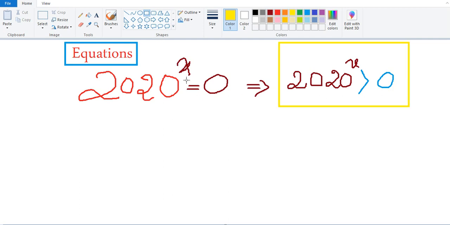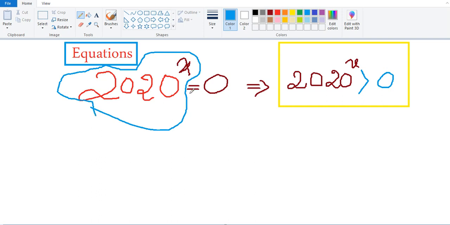Why? We change just the equal sign to the bigger sign. So you can know that the first thing we see before the equal sign, you know that 2028 is bigger than 0. Why?